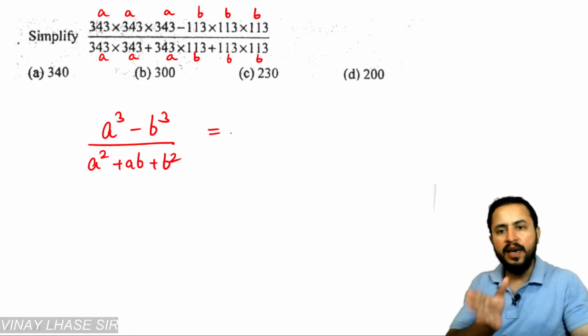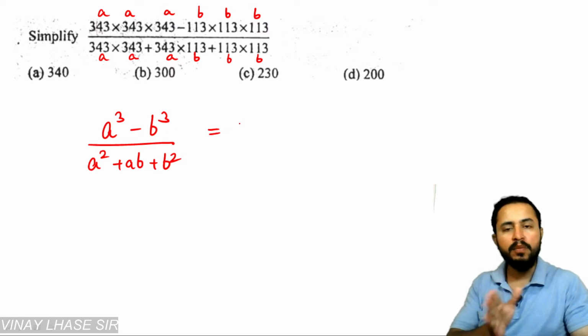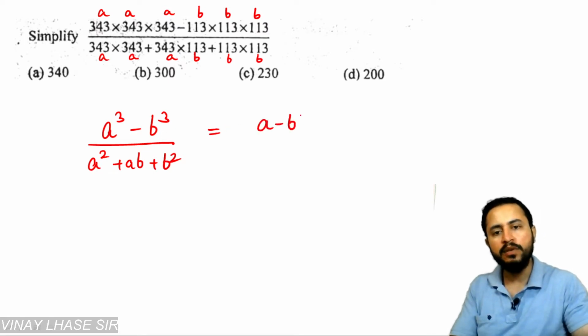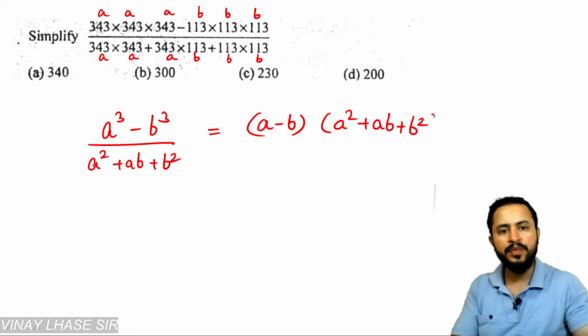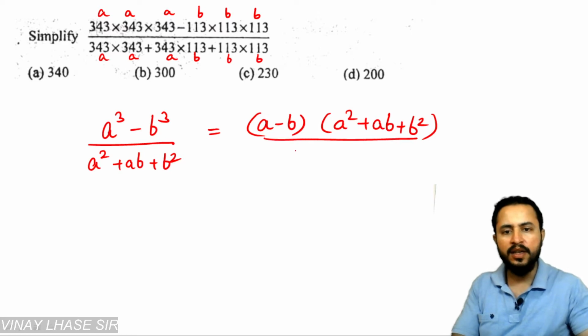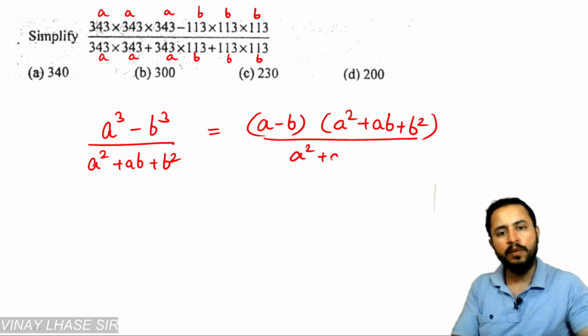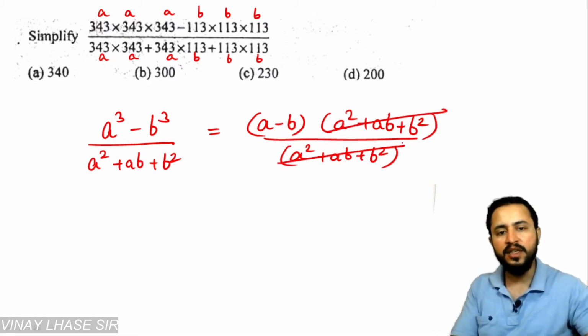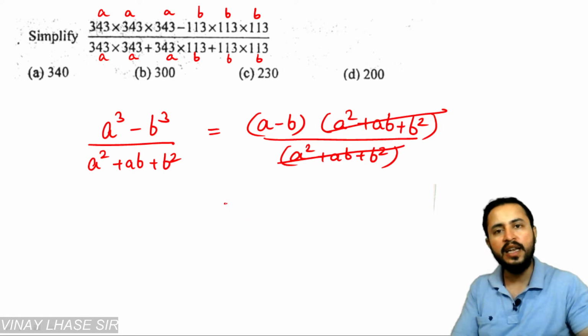So when we expand this algebraic identity, a cube minus b cube, we know it is equal to a minus b into a square plus ab plus b square. So let's write this denominator also, a square plus ab plus b square. As you will notice, this and this get cancelled. Finally, what is left is a minus b.